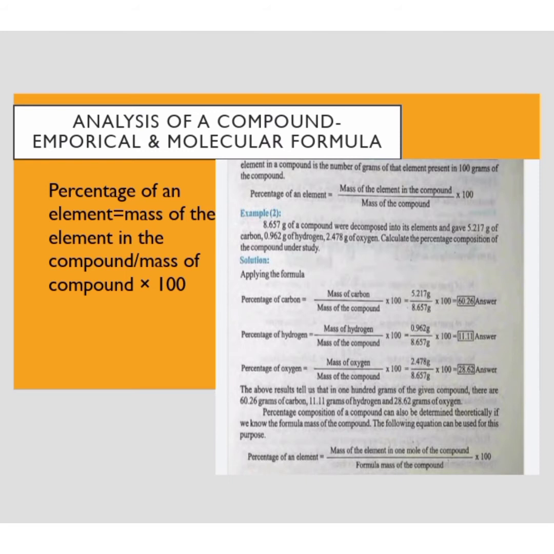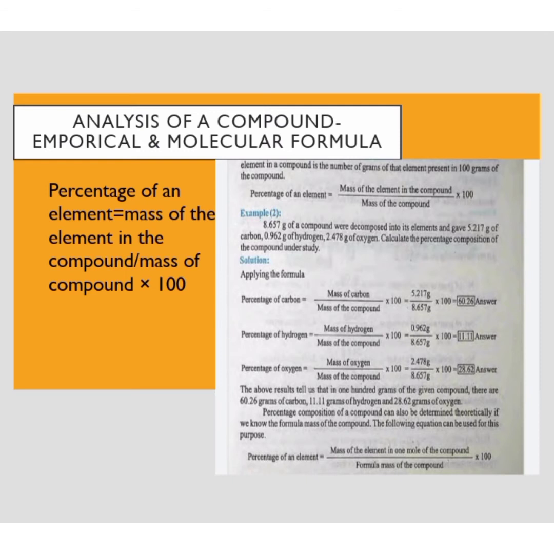Example 2 is mentioned in your book. 8.657 grams of a compound were decomposed into elements and gave 5.217 grams of carbon, 0.962 grams of hydrogen, 2.478 grams of oxygen. Calculate the percentage composition of the compound under study. Applying the formula, percentage of an element is equal to mass of the element in the compound by mass of the compound into 100.